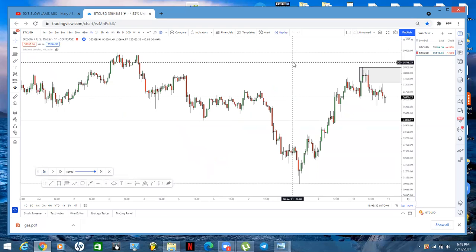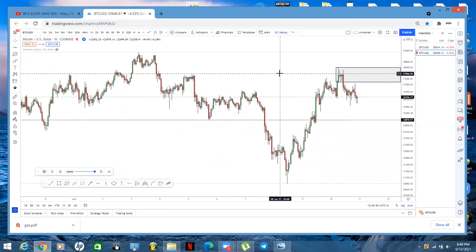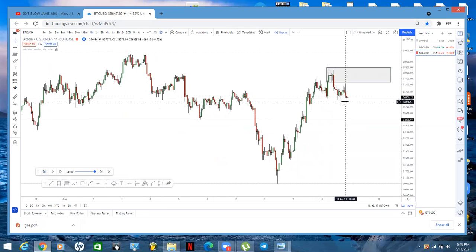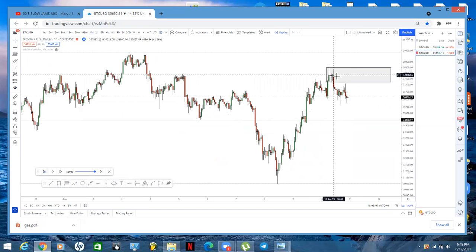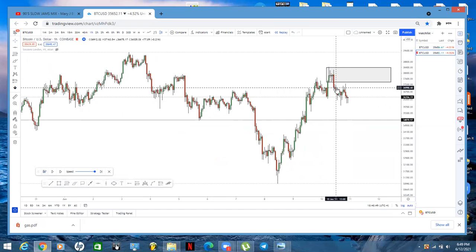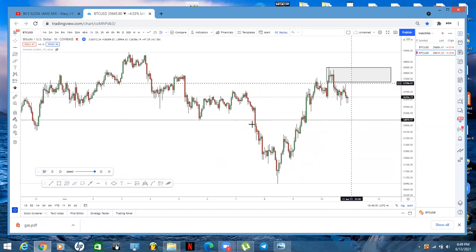All right, so notice how price created this structure break right here. So this candle right here was your structure break. All right. So once price broke structure, you would have been looking for them to come back and mitigate these orders up here. And then also notice how they got these equal highs right here. So that's also an indication that they're accumulating liquidity right here.